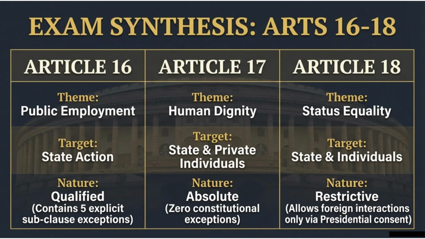The big picture takeaway from Articles 16 to 18 is this. These articles complete the equality chapter by ensuring that equality is not just a courtroom concept. It reaches into who gets a government job, into how society treats its most marginalized members, and into whether the state or its servants can be influenced by foreign powers through titles and gifts. That is a comprehensive vision of equality.